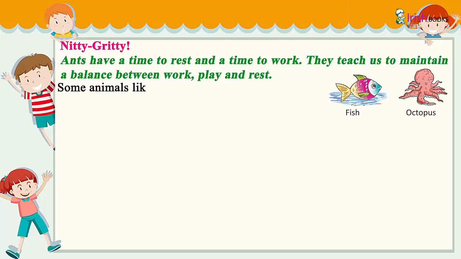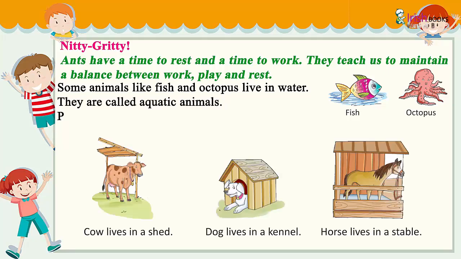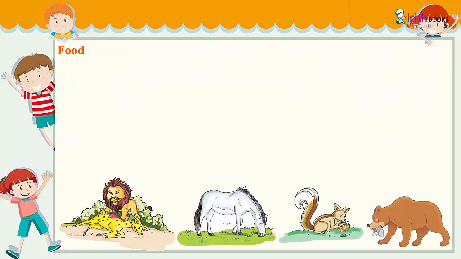Some animals like fish and octopus live in water. They are called aquatic animals. Pets and farm animals live in man-made houses. Cow lives in a shed. Dog lives in a kennel. Horse lives in a stable.